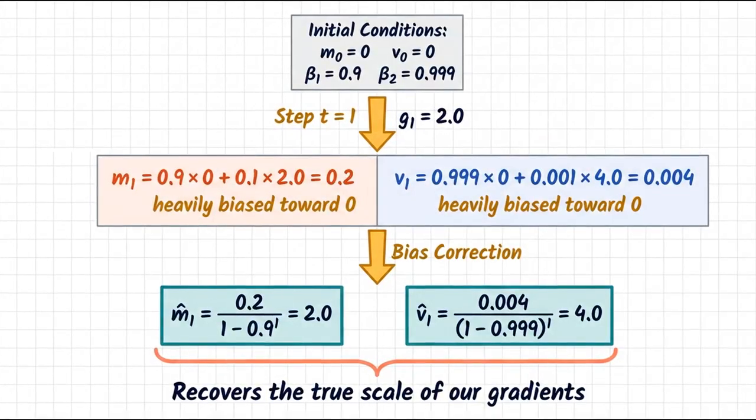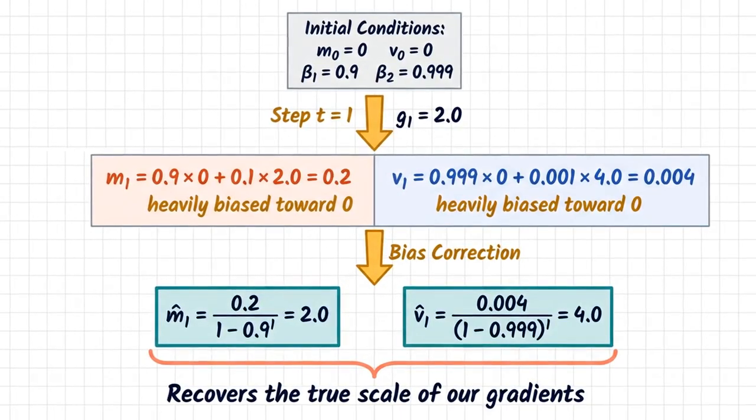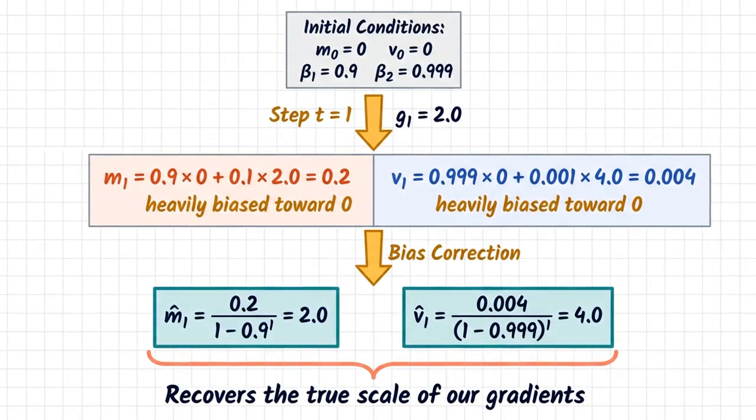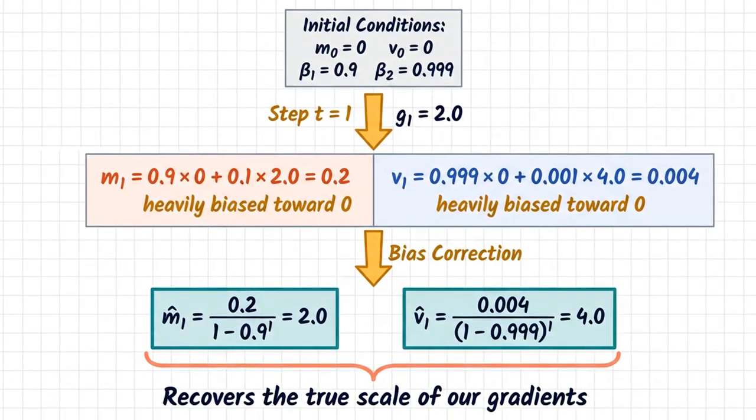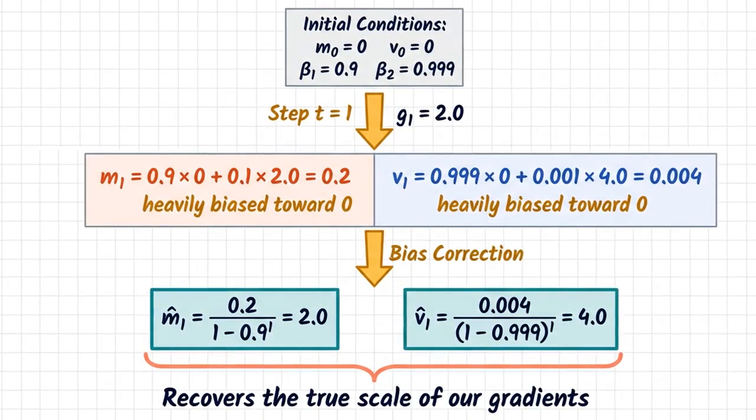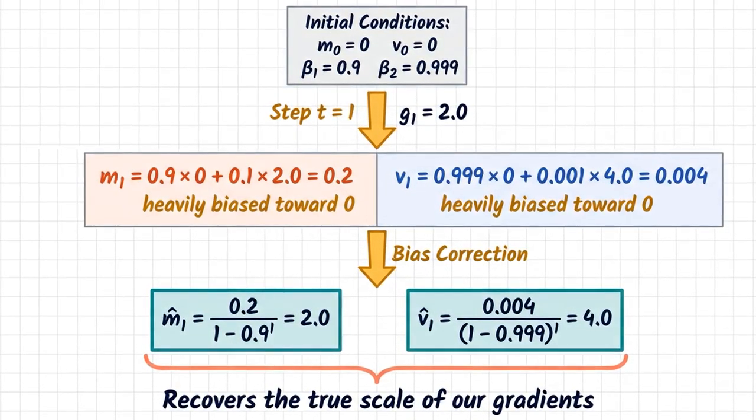For step t equals 1, if gradient g sub 1 equals 2.0, and we initialize m sub 0 equals 0, v sub 0 equals 0 with beta sub 1 equals 0.9 and beta sub 2 equals 0.999, we get m sub 1 equals 0.2 and v sub 1 equals 0.004. Both are heavily biased towards 0.